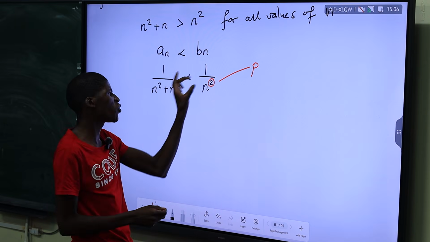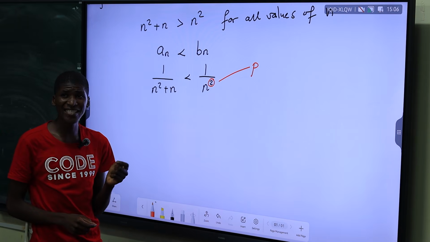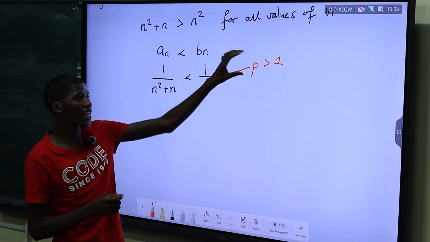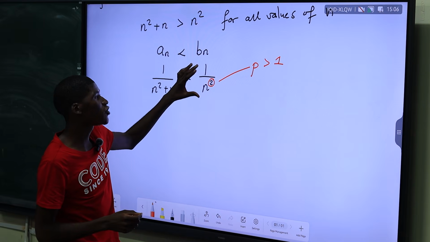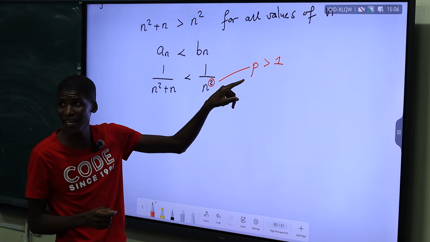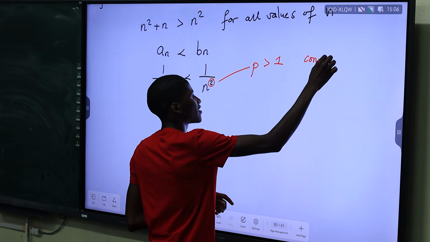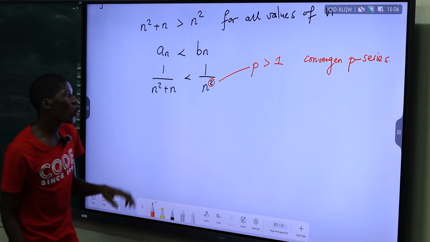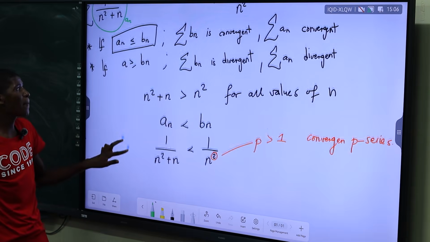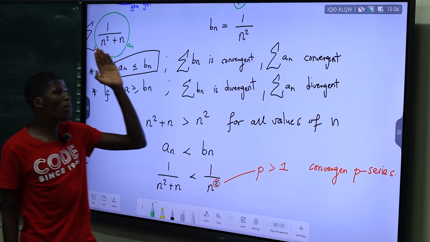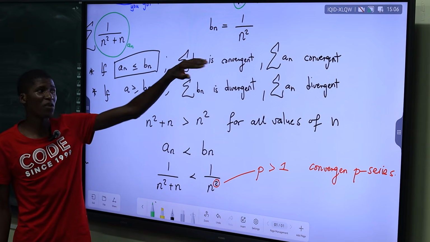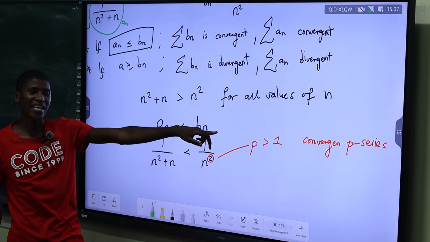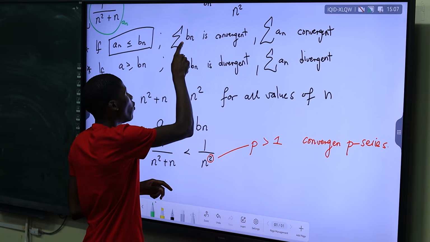And P, what does it indicate? Convergent, because if P is greater than 1, then it means this is going to be a convergent P series. And 2 is greater than 1. So this one is a convergent P series. So iyahambisana inento esishoyo lapha ukuthi if an is less than bn, then bn and an, their sums, they must be convergent series noma convergent sums. Corresponda yini? An wethu wenza njani? Uyaconverge ngisho. So this is corresponding bn njalo.